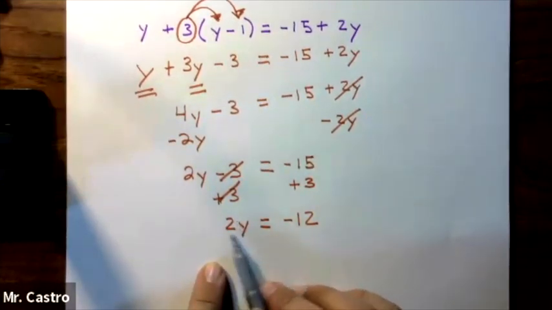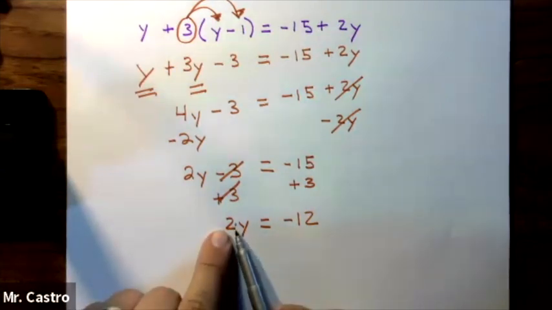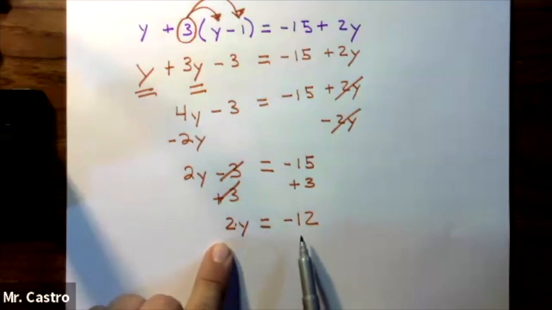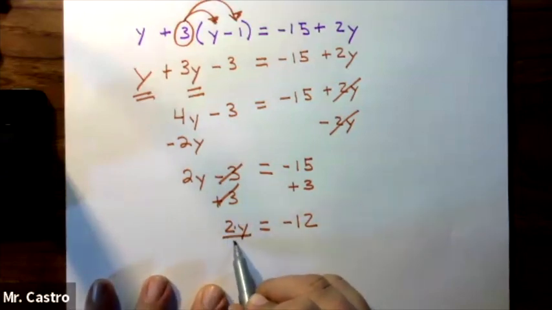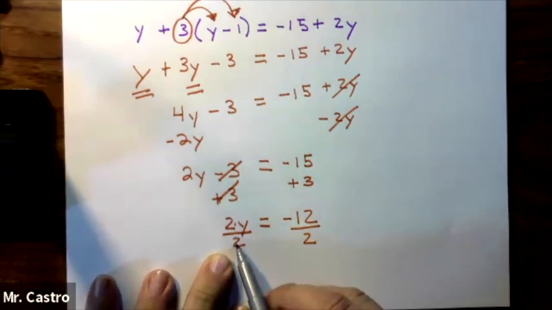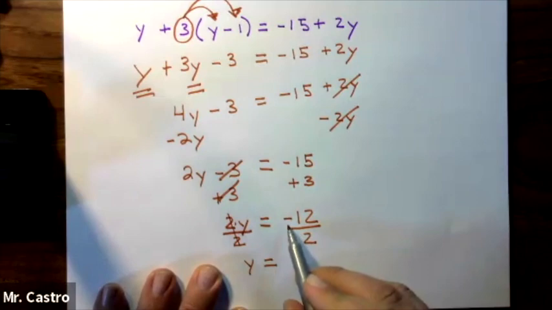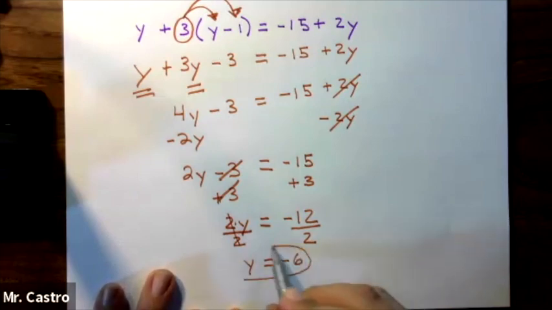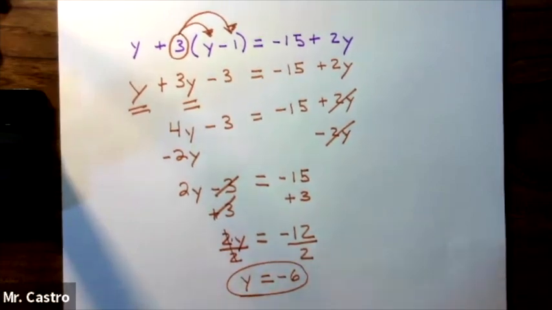Now I have my y on one side and numbers on the other. So the only thing I have left is something multiplied. I have a number that if I double it, it's equal to negative 12. So the inverse operation of multiplying is dividing. 2 times y, so I'm going to divide by 2. And if I do that there, I must divide by 2 on the other side. 2 divided by 2 is 1. 1 times y is just y. Negative 12 divided by 2 is negative 6. And y is negative 6.